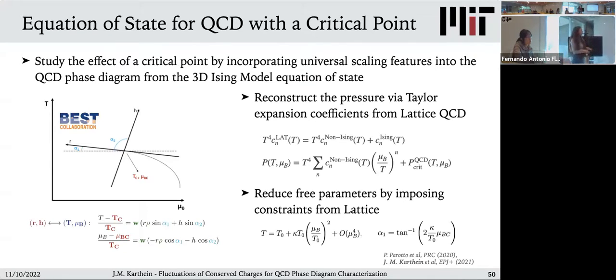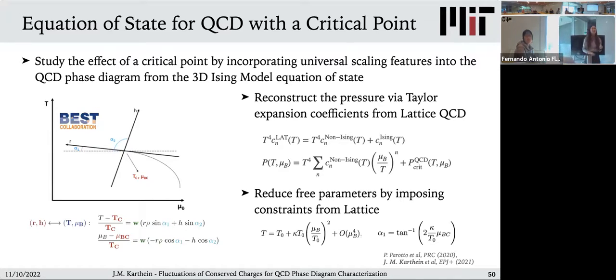So if we say our critical point is going to lie along the chiral phase transition line, we can go from 6 to 4 parameters. Because we have this relationship between the choice of mu_BC and the curvature that's known from lattice QCD as the chiral phase transition line curvature, we get this constraint on the angle, and if we know mu_BC, then we know T_C from the chiral phase transition line.